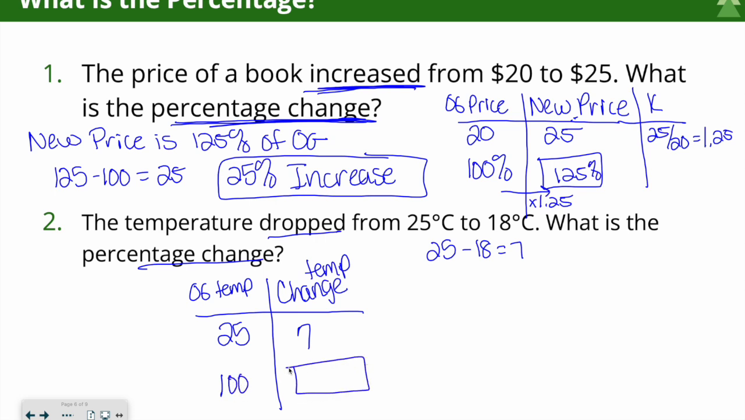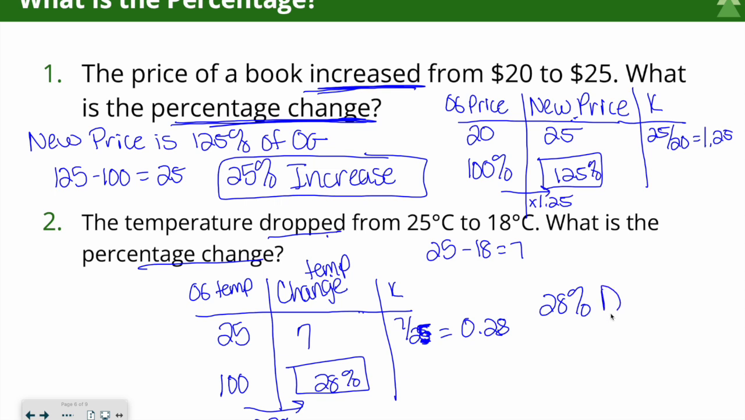The original is 100%. Find our constant of proportionality, 7 divided by 25. And we end up with 28 hundredths. Multiply 28 hundredths by 100, we end up with 28%. Is that our final answer? Yes, because the column that I'm using is the temperature change, not the new temperature. So it's a 28%. It dropped, so that would be a decrease.